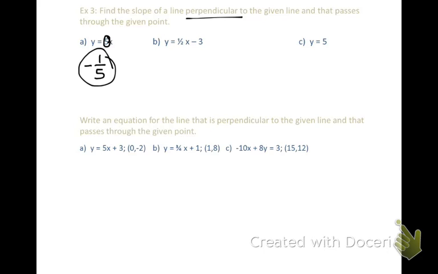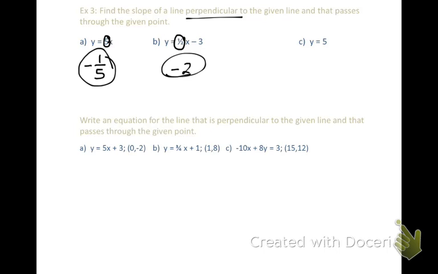B. So I'm looking at the slope. It's 1/2. It's positive, so the opposite is negative. And the reciprocal of 1/2, remember, is flipping it, so it's 2 over 1, which is 2. So negative 2 is the answer to that one.